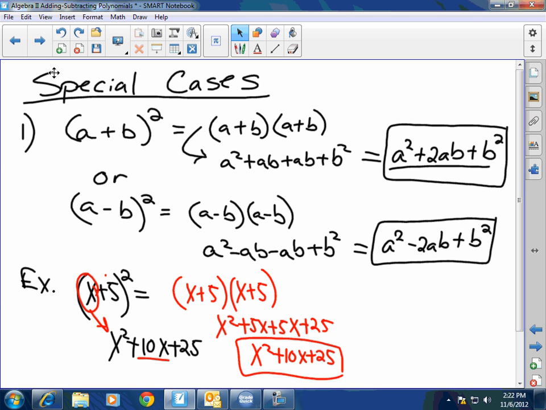Now, I'm not going to try to squeeze the rest of the special cases in. I think you've done more than enough today. So we're going to chill right there. And then I will continue special cases tomorrow.